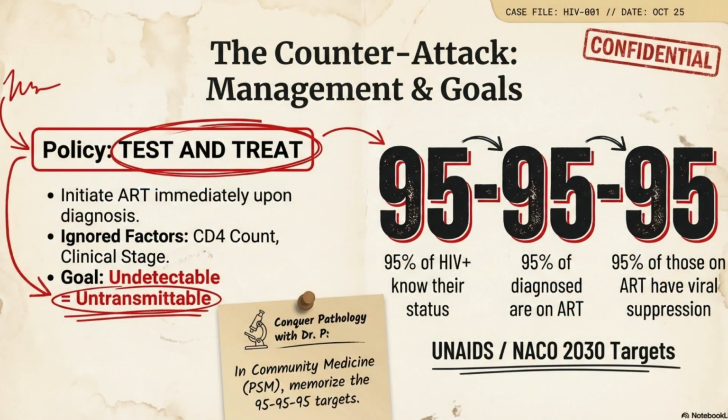Once we have a verdict, we launch the counterattack. The policy is test and treat. We don't wait for the CD4 count to drop anymore. We start ART immediately. Our goal is the UNAIDS 95-95-95 targets. It states that 95% of HIV positive people should know their status, and 95% of those diagnosed are on ART, and 95% of those on ART have viral suppression.